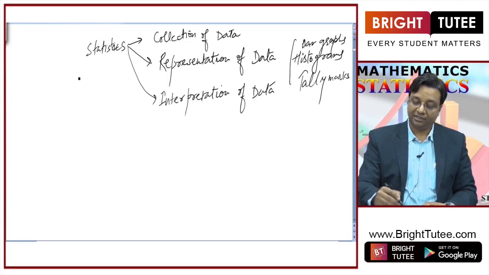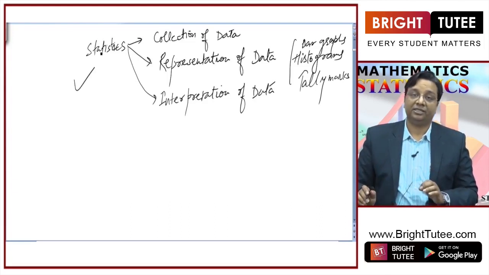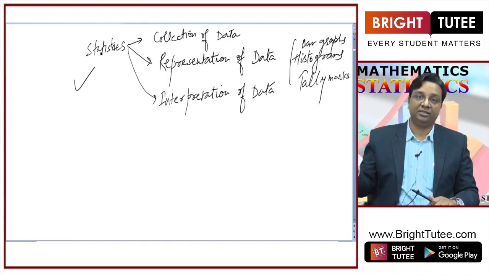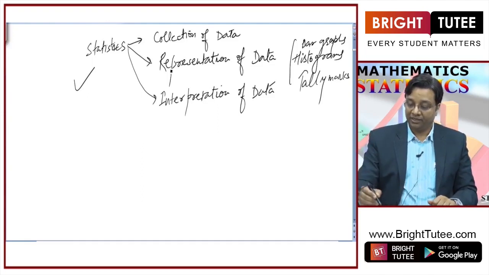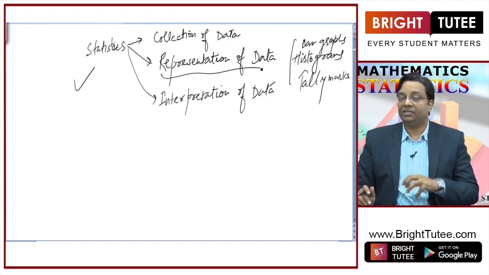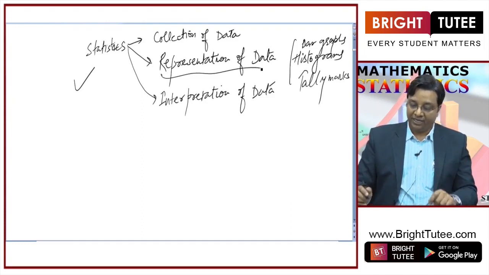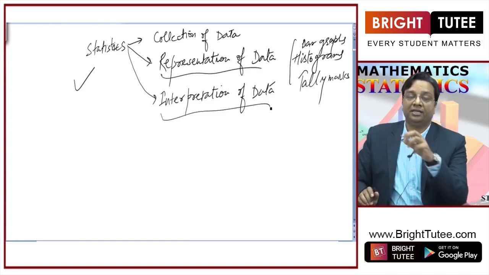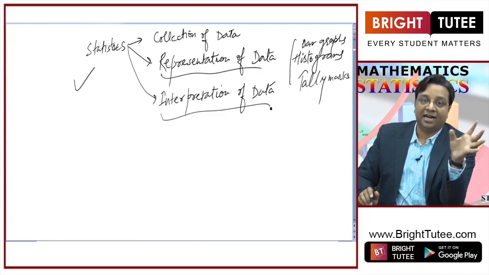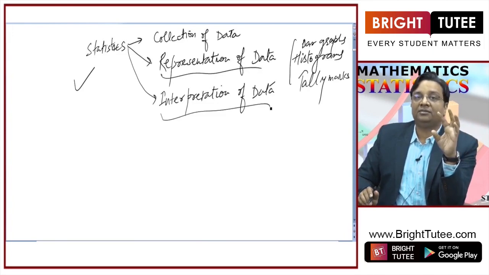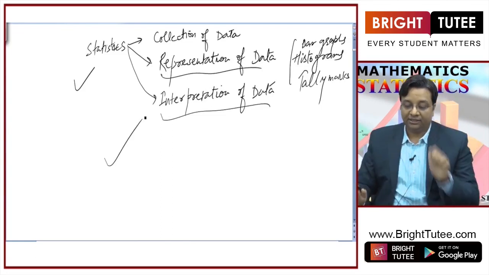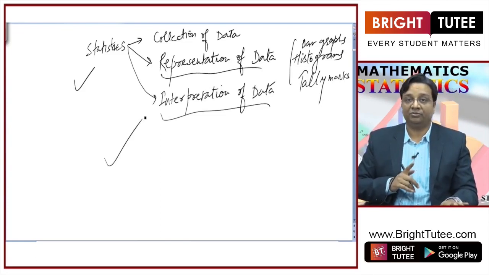So statistics is a branch of mathematics which is concerned about collection of data, let us say through primary sources or secondary sources, then representation of that data. Representation, why? Because it can be interpreted easily. And then interpretation of data, where you interpret that data through those tables or the graphs, etc. And then you take some decisions based on that data. So this is all about statistics, and it is an important branch of mathematics.